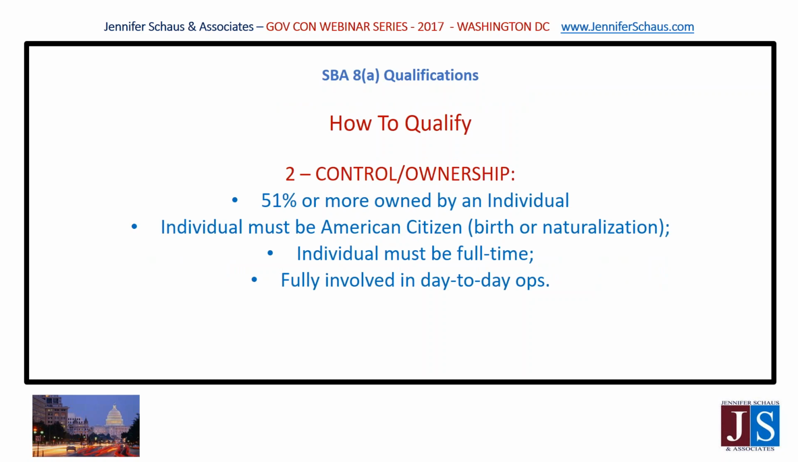The second piece is control and ownership. The individual that owns the company or has 51% or more of the control must be a U.S. citizen, whether by birth or naturalization. They also need to be involved. They can't just be the 51% or more owner on paper. They also need to be involved in the operations, making the decisions within the company. So be sure that you're not just putting a figurehead in there that meets all the requirements. That person needs to know the business and be involved.